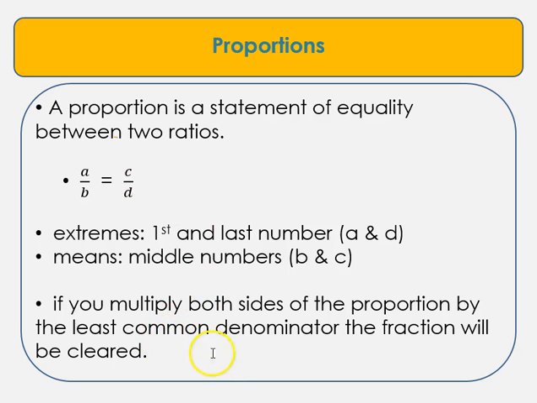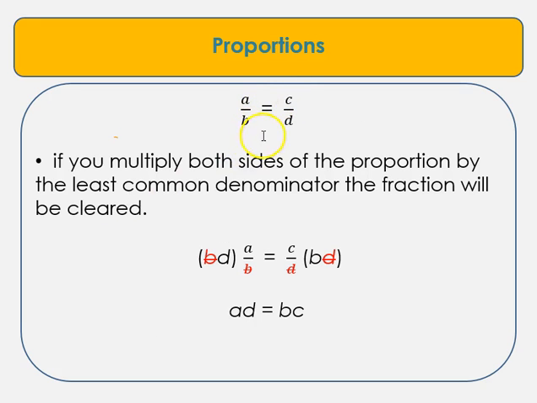If you're multiplying both sides of the proportion by the least common denominator, the fraction will be cleared. So in a process like this, where you have algebraic expressions, you need to understand what to multiply by. Here's that expression again, and we take the bottom parts of the fraction, the denominators, and we take the least common denominator because we don't know what these numbers for B and D are. We have no values yet. We multiply by both of them together.